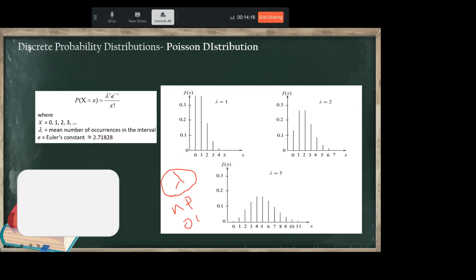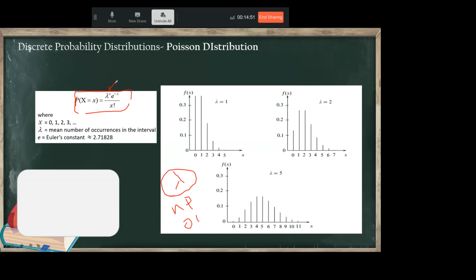How do we define this lambda? Let's see. But first, let's see the probability function of the Poisson distribution. I'm not getting into the proof of this, but there is certainly a proof. We will see a different proof in the hypergeometric function. But here, the probability function is given as lambda to the power x times e to the power minus lambda, upon x factorial, where x is 0 to n.